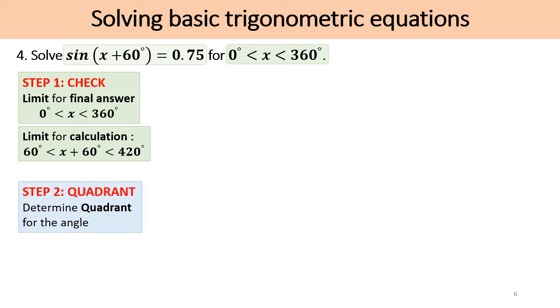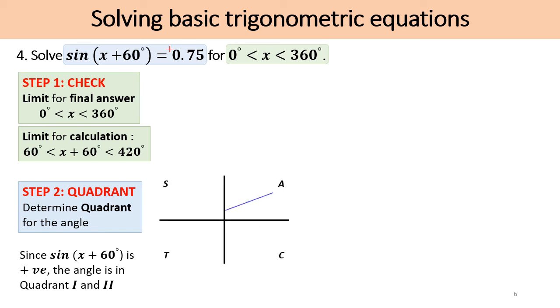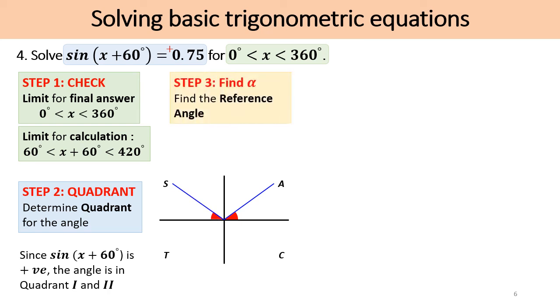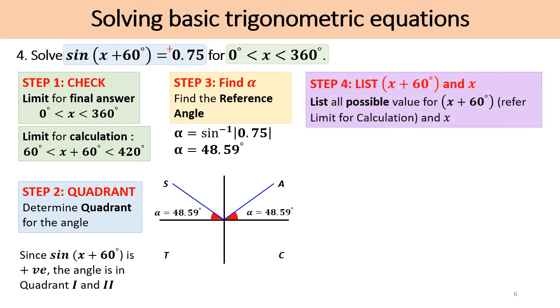The second step is to determine the quadrant. Since in the question given sin(x + 60 degrees) is equal to a positive value, we know that our angle should lie in the first and the second quadrant. So we just draw the angle there, and then the third step is to determine our reference angle. To find α, we will have α = arcsin of the absolute value of 0.75, and hence we are going to get α = 48.59 degrees.